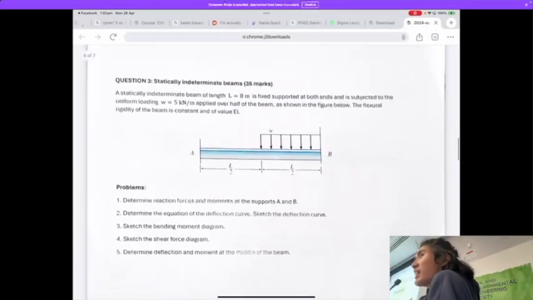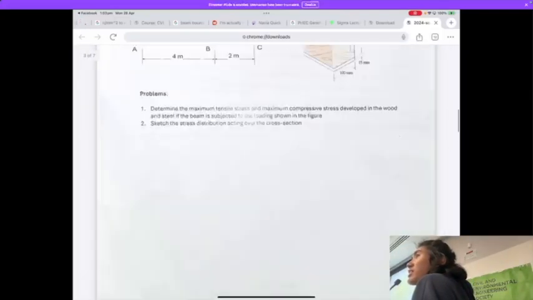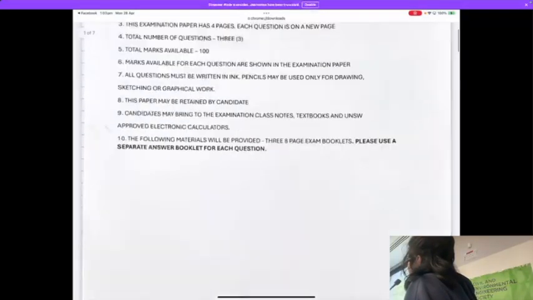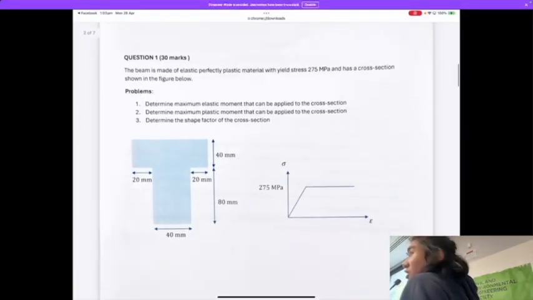For my year, we didn't actually do shear flow, and we didn't do torsion. We only did deflection and inertia. The only thing that was a curveball was this question, I would say, because plastic moment is mentioned once or twice in the course, and they threw it at us.